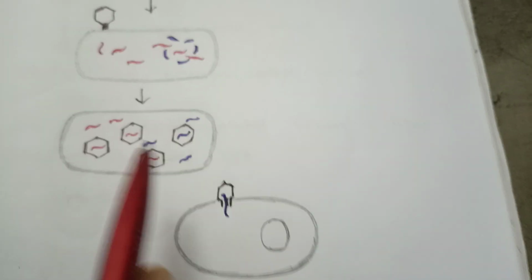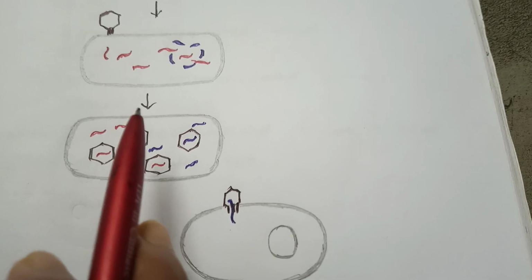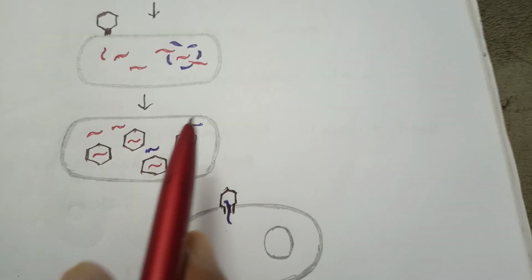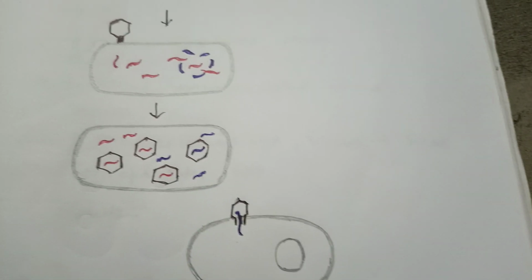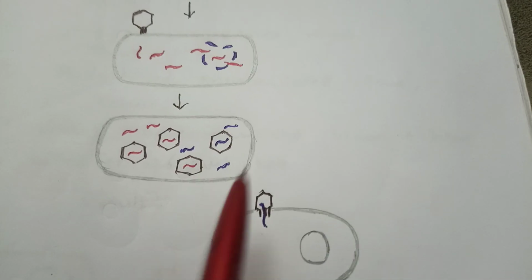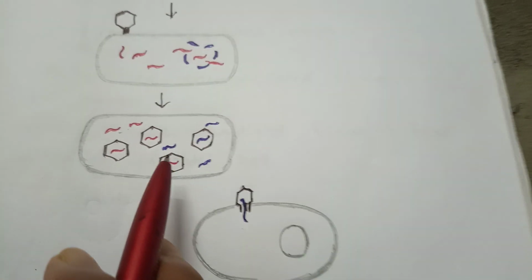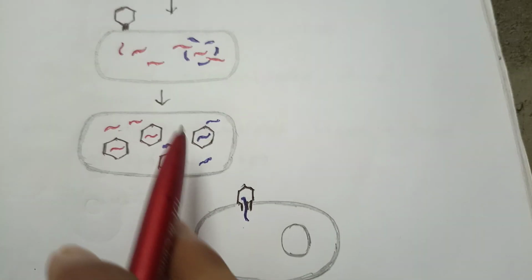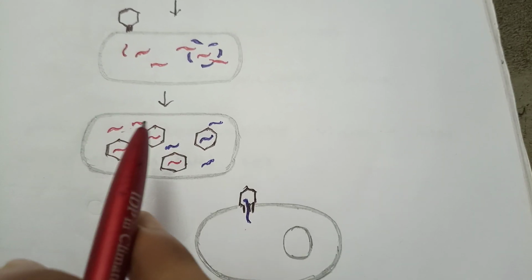Subsequently, occasionally what happens is that during the phage assembly, pieces of the bacterial DNA are packaged, and the viral one also, that will be packaged in a phage capsid. Here you can see this hexagonal part, these are the capsids. So you can see the bacterial DNA and the viral DNA both are packaged in the phage capsid.